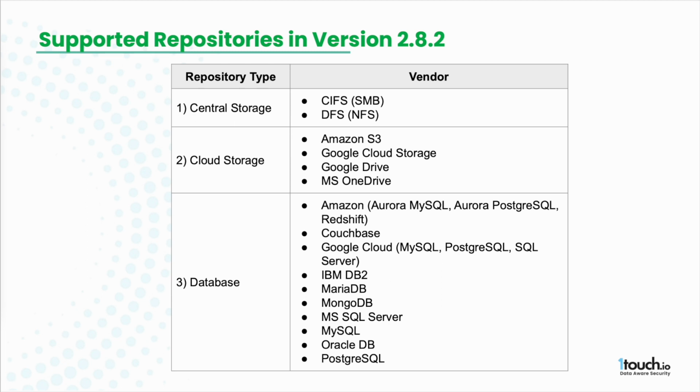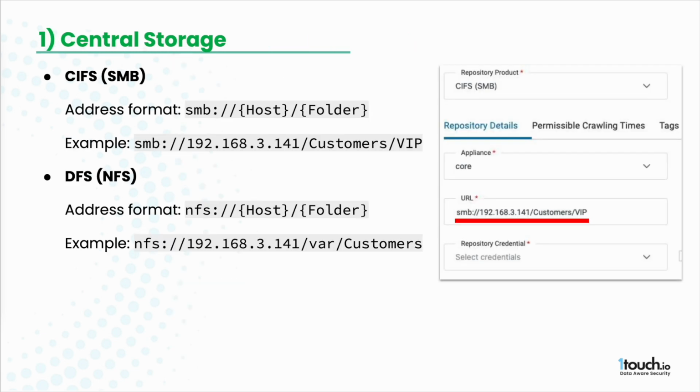Okay, let's look at what information is needed to add each repository type. Central storage. There are two examples in the slide, SMB and NFS. In both cases, you should know an IP address and a folder path, and then just follow the address format.